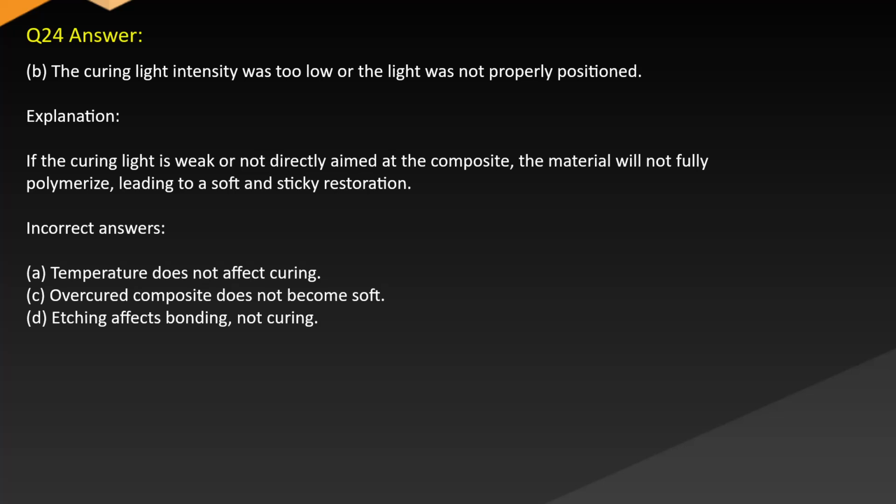Answer. B. The curing light intensity was too low or the light was not properly positioned. Explanation. If the curing light is weak or not directly aimed at the composite, the material will not fully polymerize, leading to a soft and sticky restoration. Incorrect answers. A. Temperature does not affect curing. C. Overcured composite does not become soft. D. Etching affects bonding, not curing.